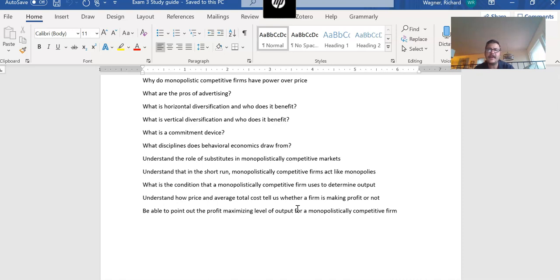Substitutes in monopolistically competitive markets. What might they play? Well, it's going to limit the ability of a firm to have as much price power. When there are more of these things out there, it makes it easier for customers to find other options. So understand that in the short run, monopolistically competitive firms act like monopolies. They have that ability to price up more and restrict output and potentially, here's the key, make above average profits.